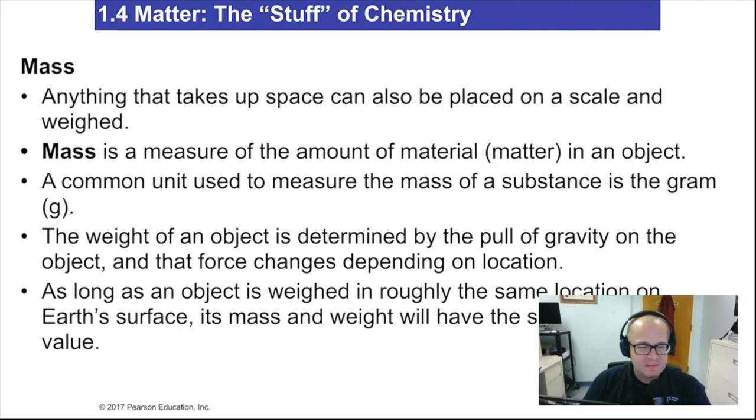Mass. Anything that takes up space can also be placed on a scale and weighed. Mass is a measure of the amount of material in an object. It's the amount of stuff that's present in a material. It's the amount of matter that's present in a material. Common units for that are grams, kilograms, milligrams. So if you have a little bit of stuff, you'd weigh it in grams. If you have very little stuff, measure it in milligrams. If you have a whole lot of stuff, measure it in kilograms. That's kind of how it works.